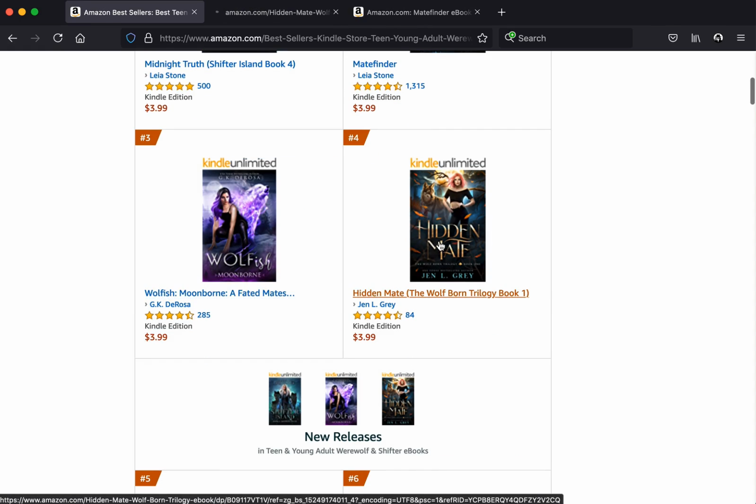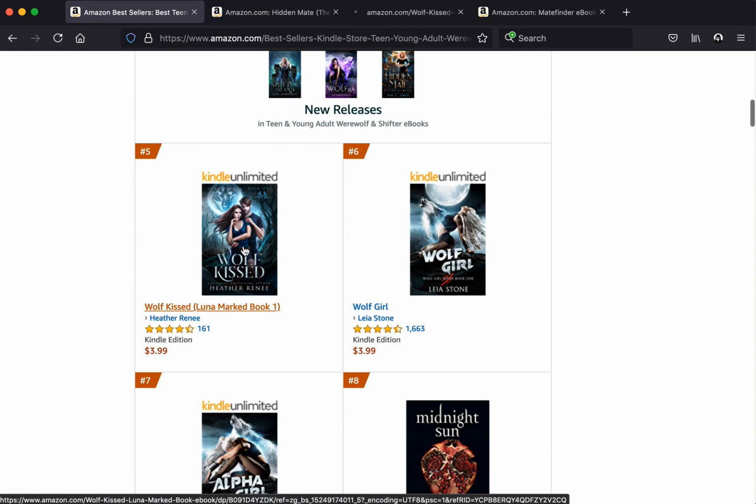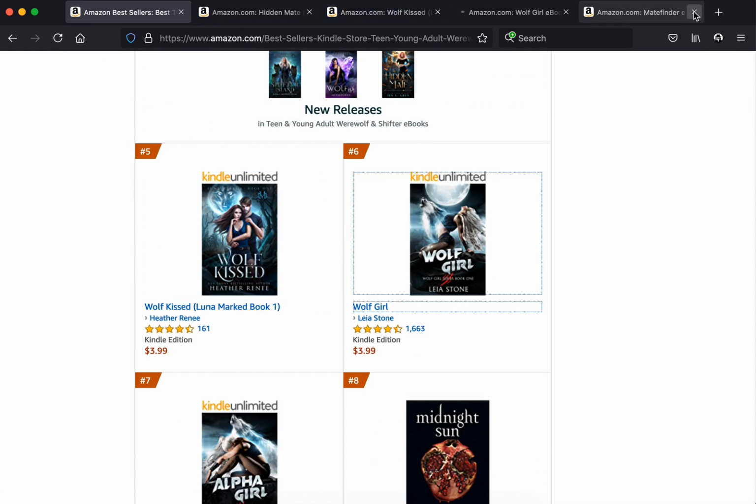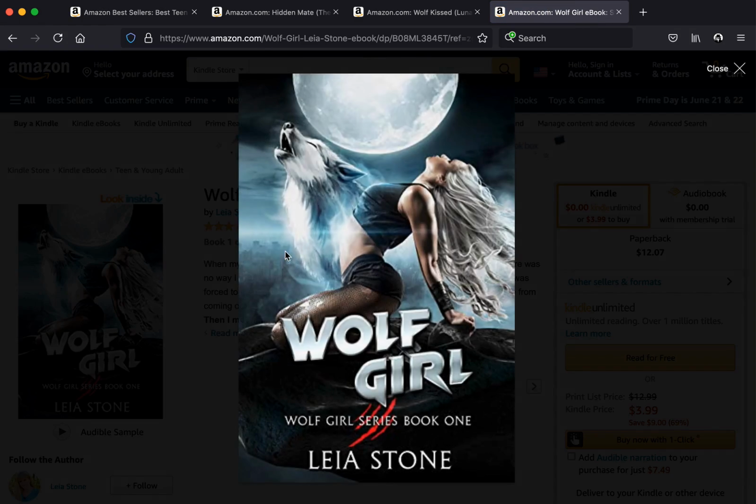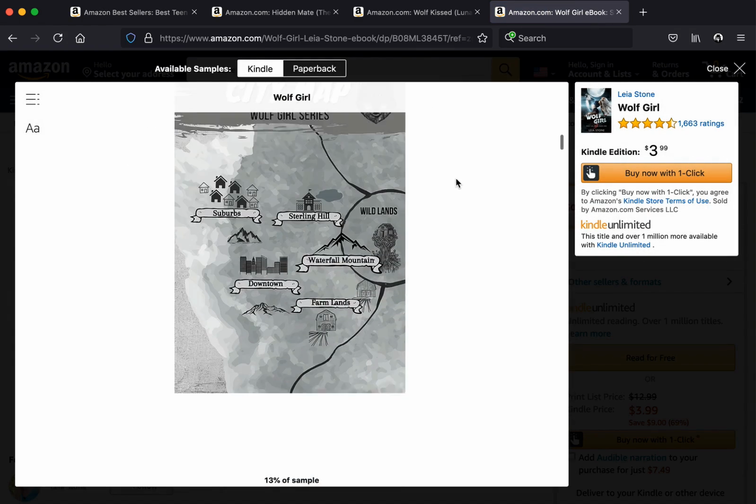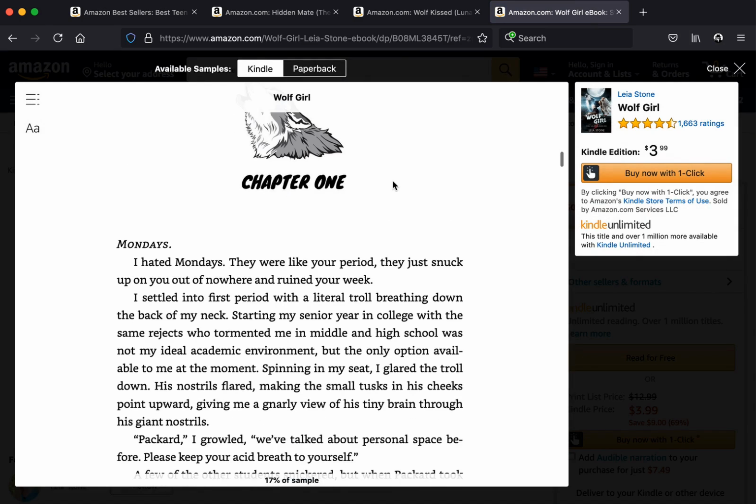Alright, hidden mate. I'm just going to do these ones really quickly. And we already did mate finder. Wolf girl. Again, here's a city map.